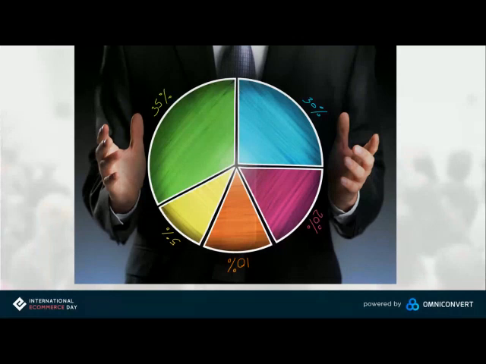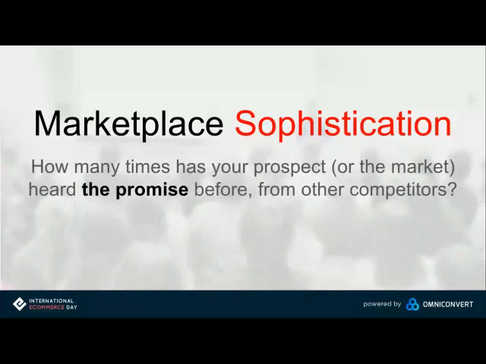But that's really only the first step to understanding marketplace sophistication and how that ties into conversion rate optimization. Marketplace sophistication is the other half. And marketplace sophistication is simply the answer to how many times your prospect or the market has heard the promise before from other competitors. The key here is promise. So it's where your product's promise fits into the already existing market's sophistication level. Think of it as product market fit. Now, let's discover how each stage of market sophistication works.